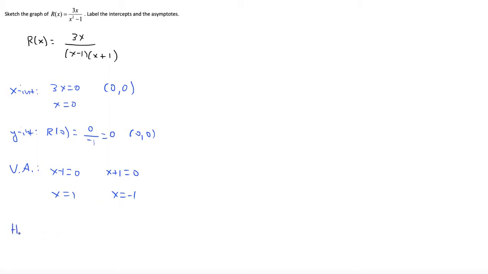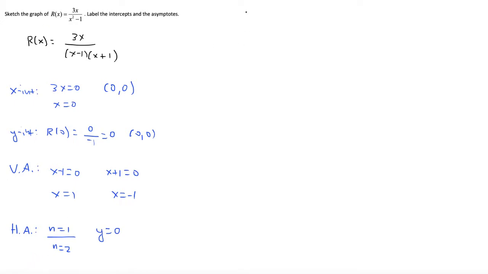For the horizontal asymptote, we have to compare the powers, right? So what is the highest degree of x that we see in the numerator? Well, that's just x to the first power. And in the denominator, the highest degree that we see is 2, right? So the degree of the denominator is 2. What happens when the degree of the denominator is greater? Then in this case, the horizontal asymptote is the line y equals 0, right? So that's always going to be the case whenever the degree in the denominator is greater.